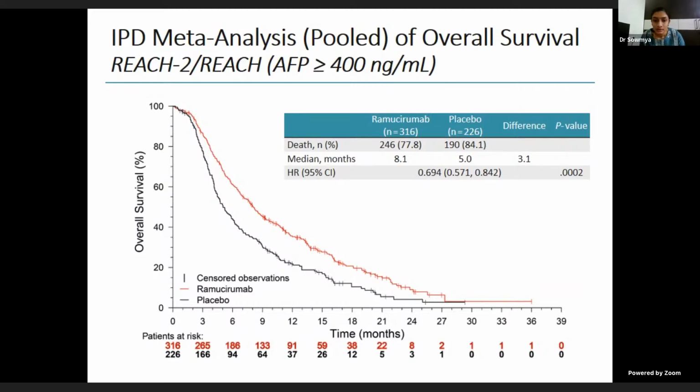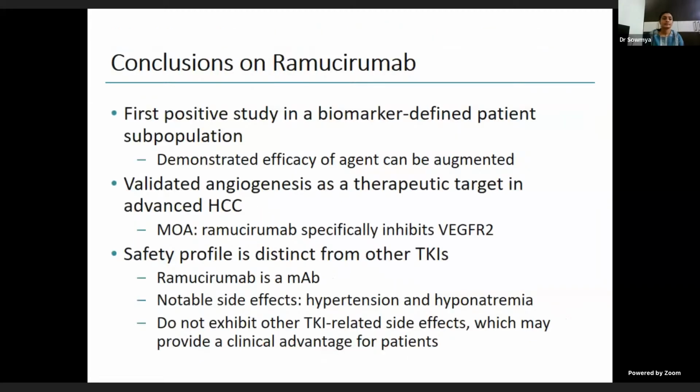So this is the analysis of REACH-2, which was done in patients who had AFP of more than 400 nanogram per ml, where median death... the conclusions on the ramucirumab. It's the first positive study in a biomarker-defined patient subpopulation. It validated angiogenesis as a therapeutic target in advanced HCC.